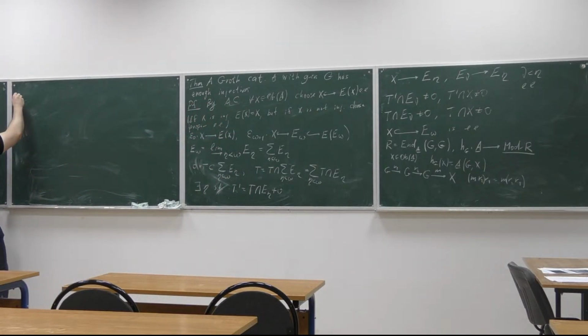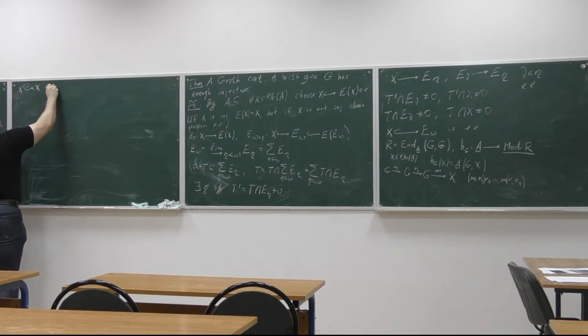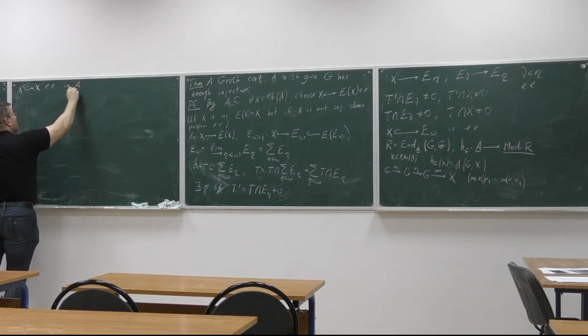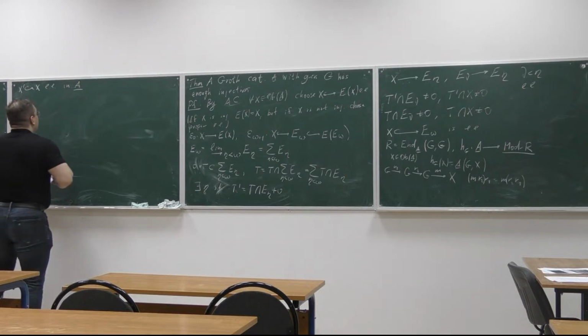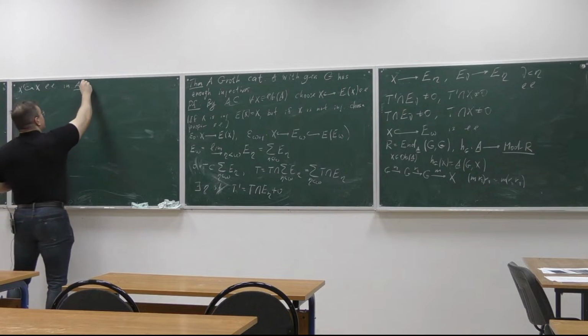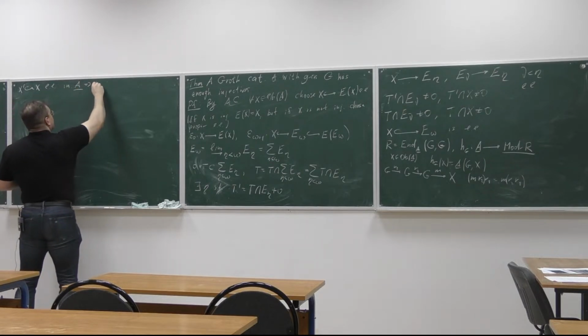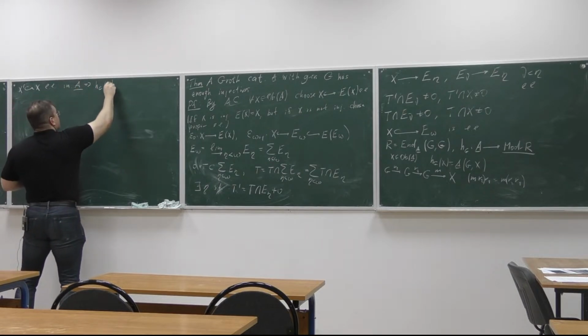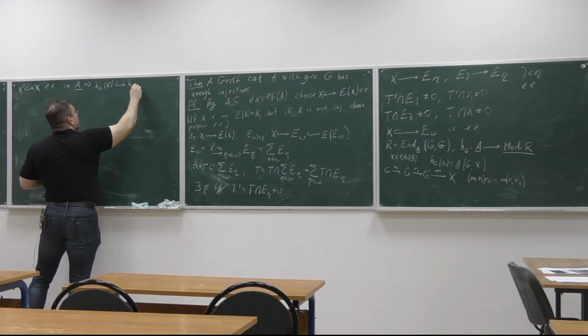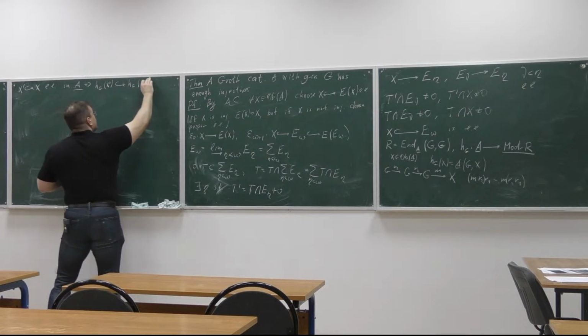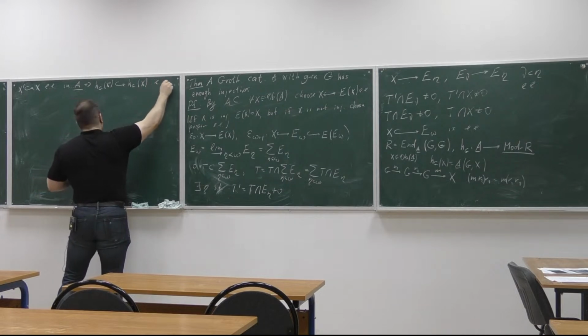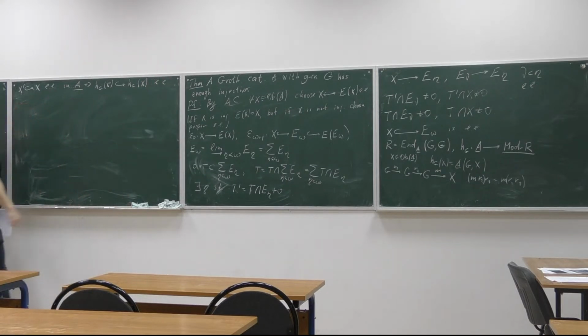So let's take an essential extension, X prime in the X. This is the essential extension, so this is in the category A. Then I want to show that this implies that the H sub G of the X prime in H sub G of X is again an essential extension, but now in the category of right R modules. So this is what I want to show.